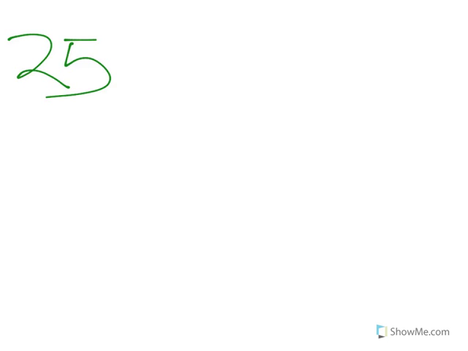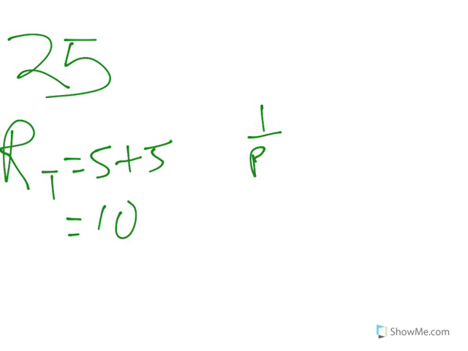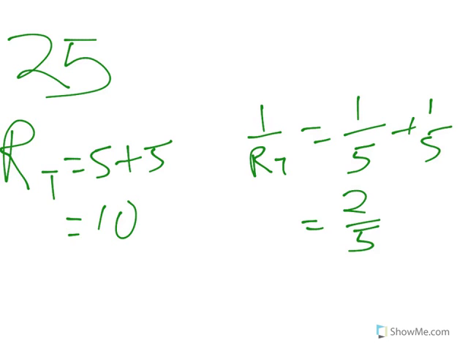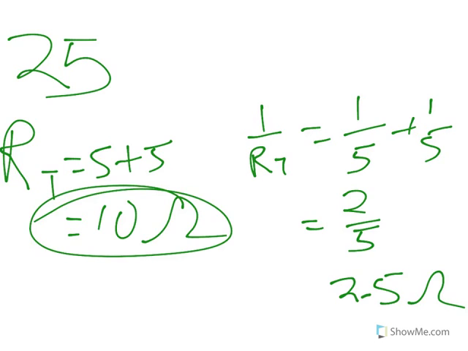25. Compared to the total resistance of 2 5-ohm resistors connected in series, the total resistance of 2 5-ohm resistors connected in parallel is, well, the resistance total in series is just equal to 5 plus 5, which would be 10. But in parallel, it's 1 over R total, so it would be 1/5 plus 1/5, which would be 2/5, and then you have to invert it, so it would be 2.5 ohms. And so clearly, if they're in series, they have a bigger resistance.